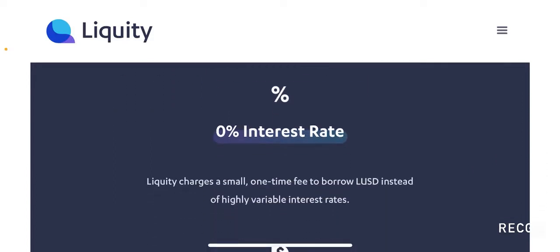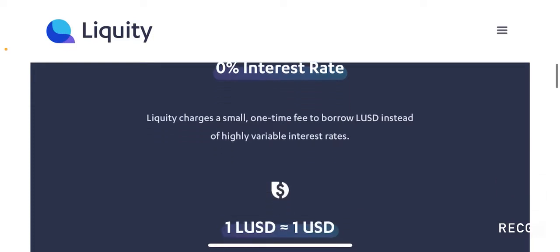The second main key feature is that 0% interest rate. So you don't have to pay any interest whatsoever. Liquity charges a small one-time fee to borrow LUSD instead of highly variable interest rates. So one of the other key benefits of using Liquity is that there is no actual interest rate. Instead, you just pay a one-time fee when you borrow the stable coins, right? And that's pretty much it. And you don't have any form of highly variable interest rates just like in other platforms. So that's a pretty cool feature.